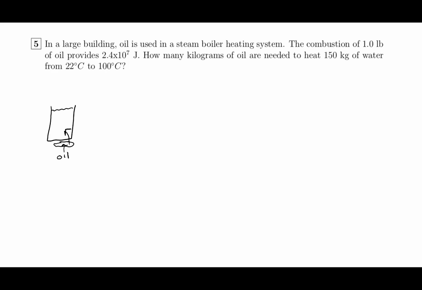And then it says the combustion of 1 pound of oil provides 2.4 times 10 to the 7 joules. So this is a conversion factor, and we don't know how we're going to use it yet, but we're going to write it down just so we have the information from the problem. So 1 pound of oil is equal to 2.4 times 10 to the 7 joules. We're just going to leave that there for now.